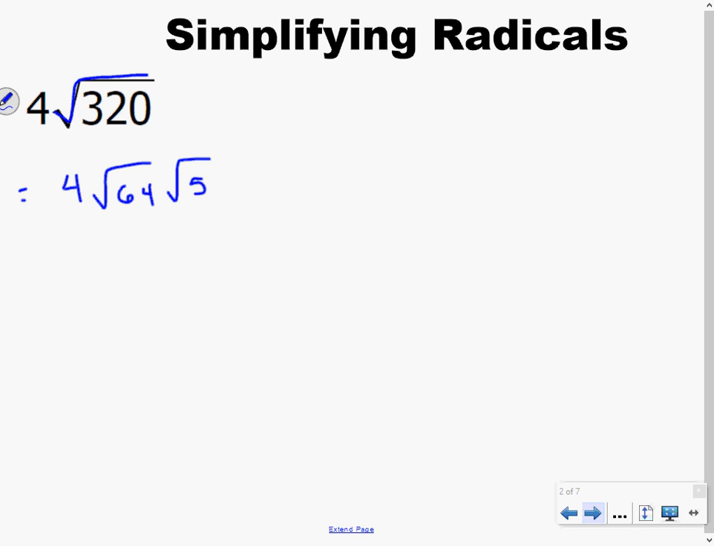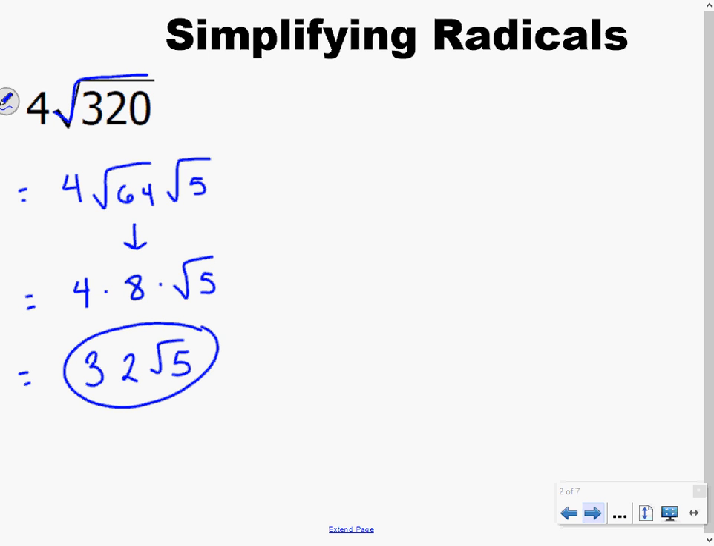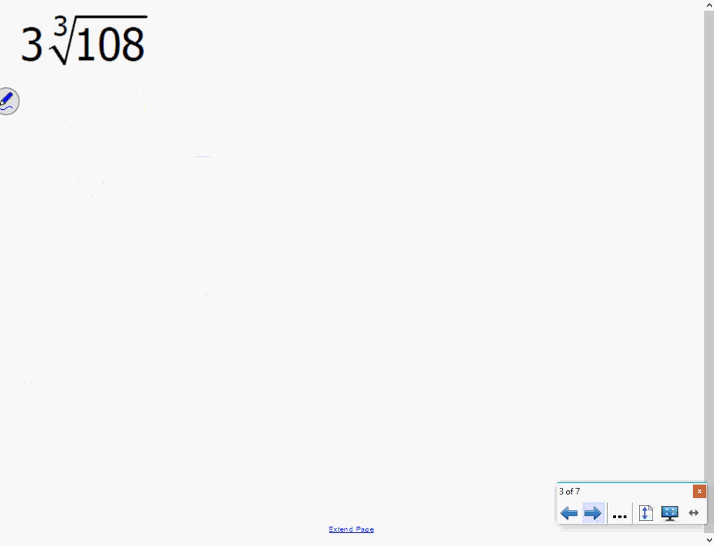And what that allows us to do is say, hey, I know the square root of 64 is really just 8. So I really have 4 times 8 times the square root of 5. Which is really just going to simplify to 32 square root of 5. Okay, but we can extend this to cube roots, fourth roots, and so on. So if I wanted to simplify this, okay, now I have a cube root, so I don't care about perfect squares. I'm going to care about perfect cubes.